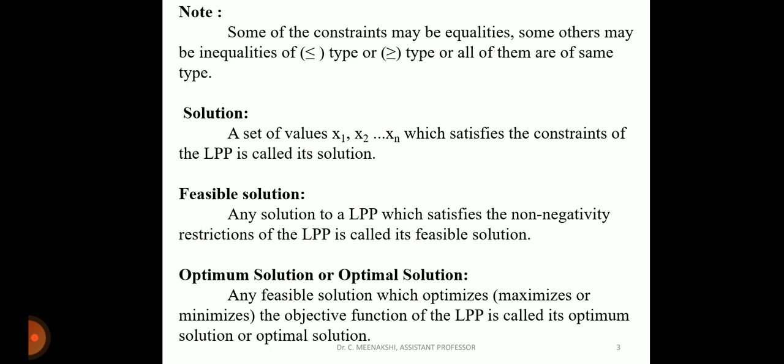If the solution also satisfies the non-negativity restriction of the LPP, it is called a feasible solution. A feasible solution which also optimizes, that is, maximizes or minimizes the objective function of the LPP, is called an optimum solution or optimal solution.